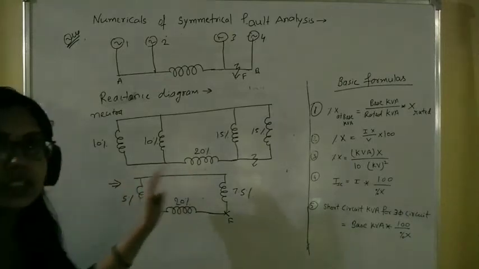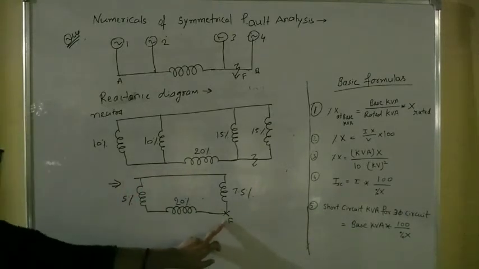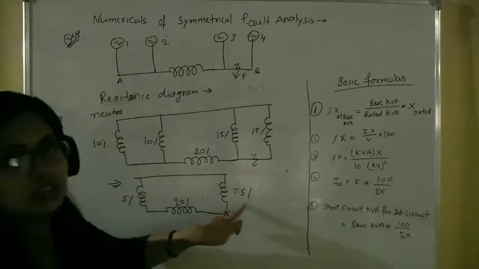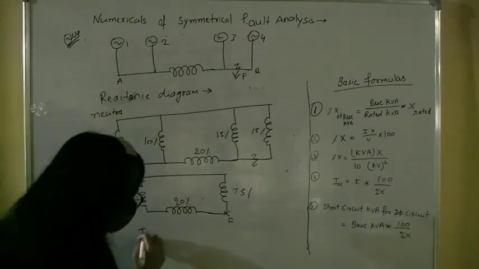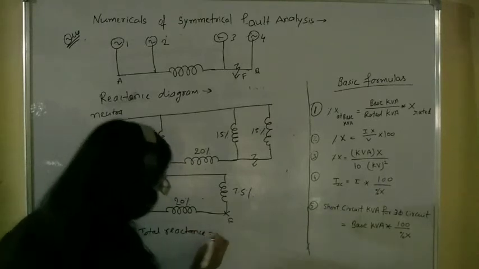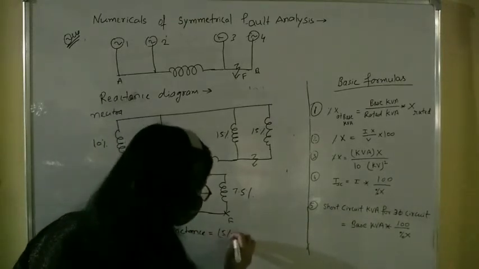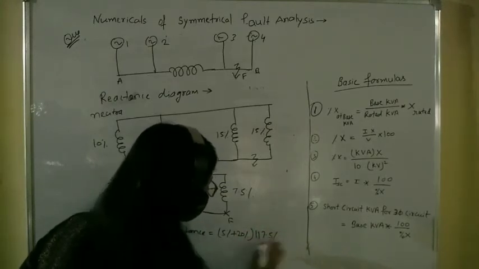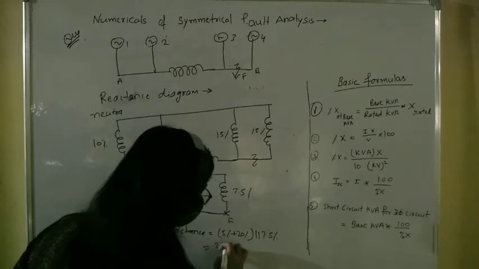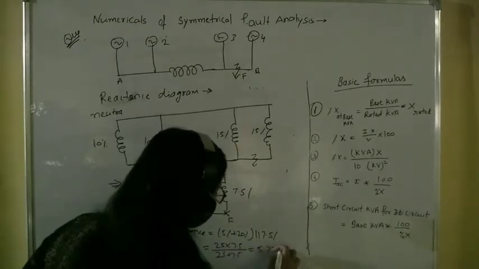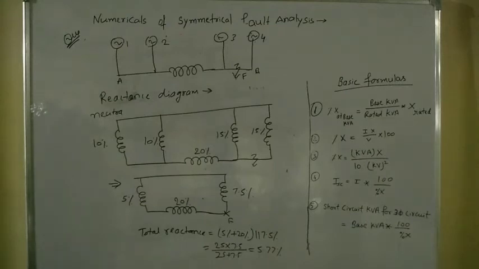Now if we see this diagram, the fault is happening here. So we can consider these two reactors as in series, and then it is parallel to the 7.5%. So total reactance will be 5% plus 20% and parallel to 7.5%. So it will be 25 multiplied by 7.5 divided by 25 plus 7.5, that will be basically 5.77%.